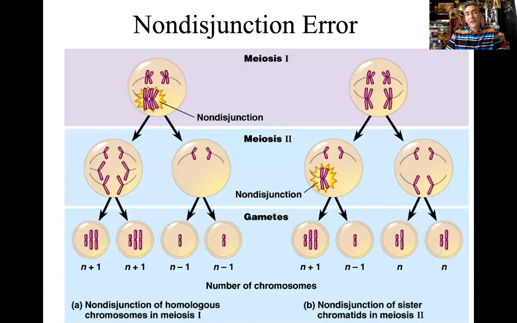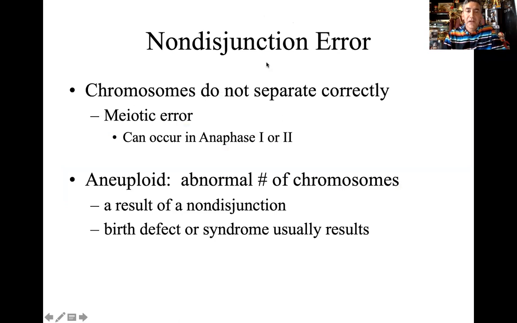Okay, so this is what's supposed to happen, and this normally does happen. But since we're going into the medical field, we know that sometimes things go wrong. One of the main problems is what we call a non-disjunction error. Non-disjunction translates to not separating correctly. So in a non-disjunction error, the chromosomes do not separate correctly. This is a meiotic error. It can happen in anaphase 1 or anaphase 2.